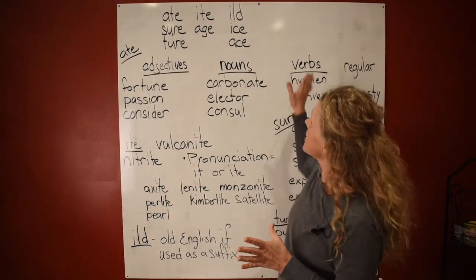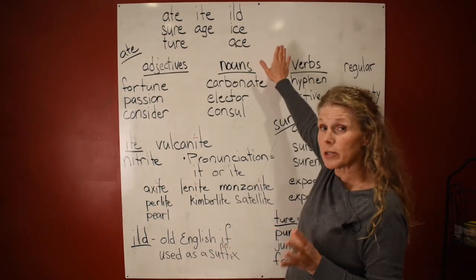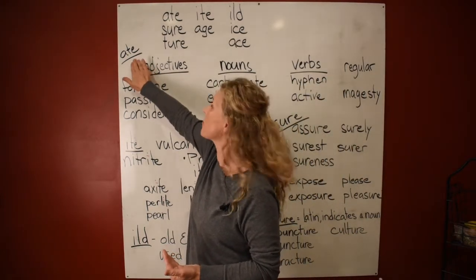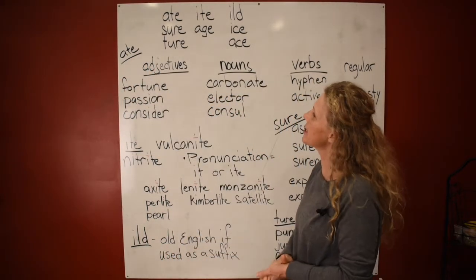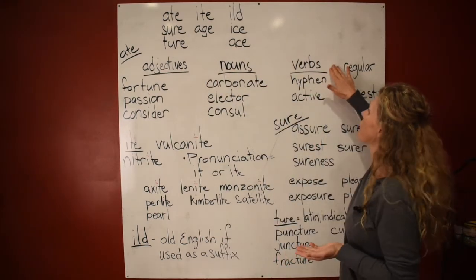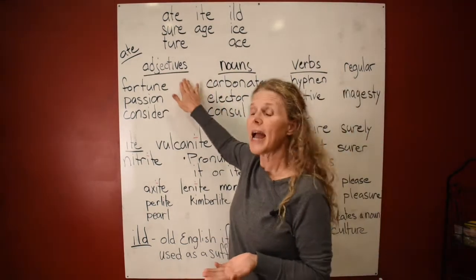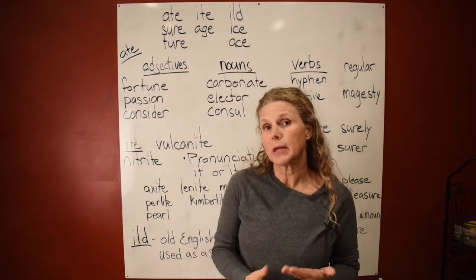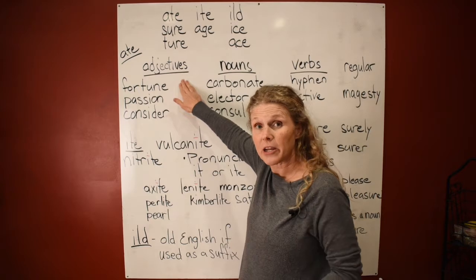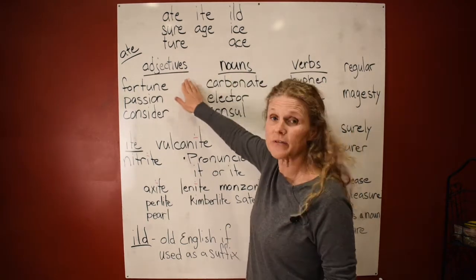Now, like I said, they are all still unit syllables. We're going to start out with ATE first. Now ATE can turn words into adjectives, nouns, or verbs. An adjective describes a noun, and if you don't really understand what a noun is, you're not going to understand how to find an adjective in a sentence.